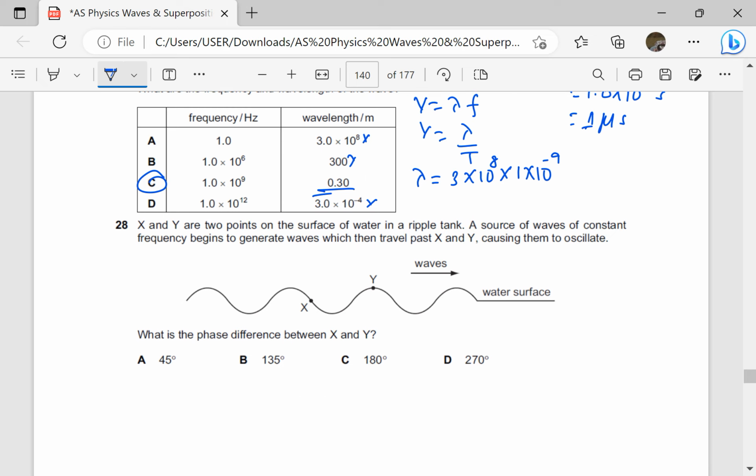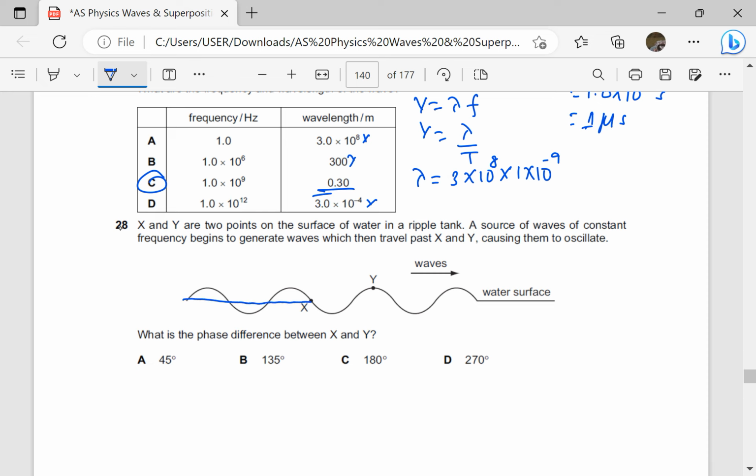X and Y are 2 points on the surface of water in a ripple tank. A source of waves of constant frequency begins to generate waves, which then travel past X and Y, causing them to oscillate. What is the phase difference between X and Y?